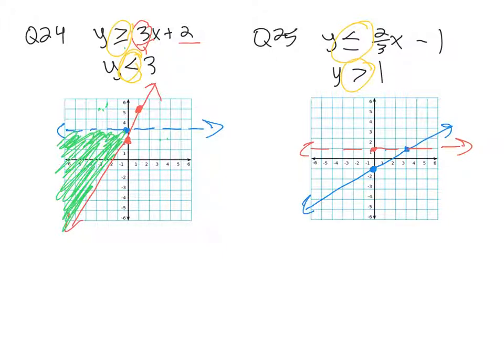And we have to figure out what area to shade. So for the red line, it says y is greater than 1. So we're looking at a region up here. For the blue line, it says y is less than that line. So we're looking at any area here or here. What they have in common is this tiny area over here on the side. And these are the coordinates that will make both of the inequalities true.